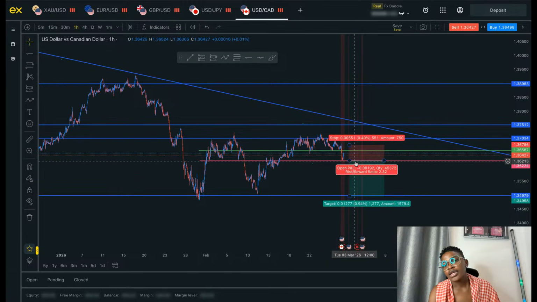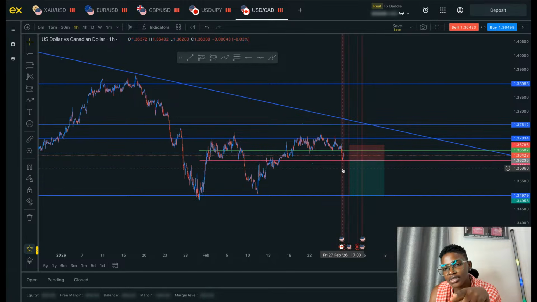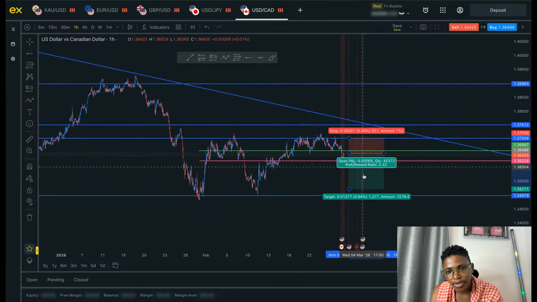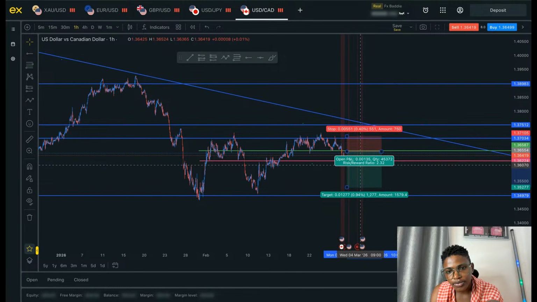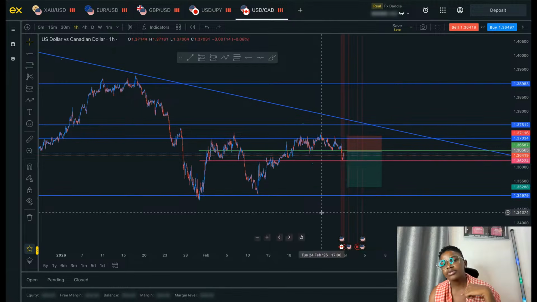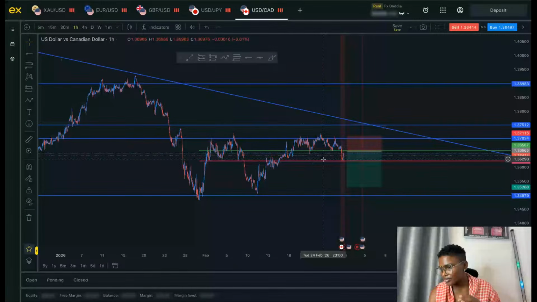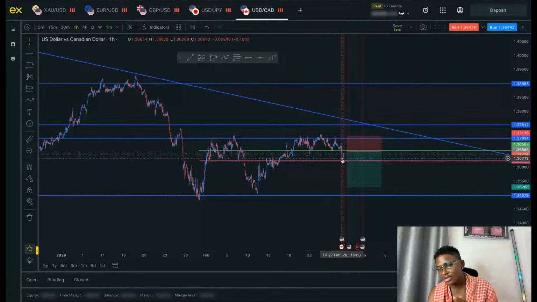Right? Now, another view of this analysis could be like this. Another view could be support and resistance. At this minor support level, you see that price is pushing up. Price is pushing up to go and retest the resistance level that is up.